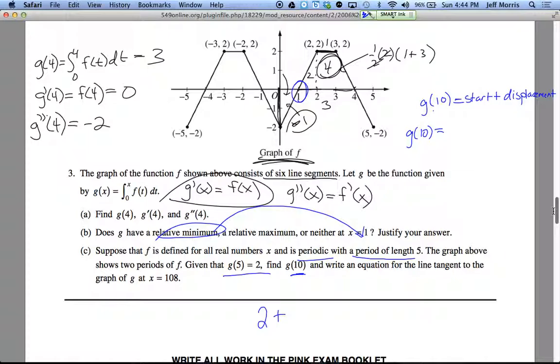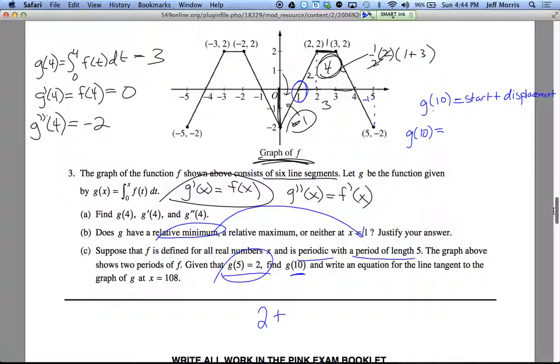It's -1 right now. This was 4. What's this guy? -1. So what's the total displacement from 0 to 5? 2. It gave us G of 5 is 2. Oh, it does. Yeah, it does. It gives us the displacement. So total displacement's 2.